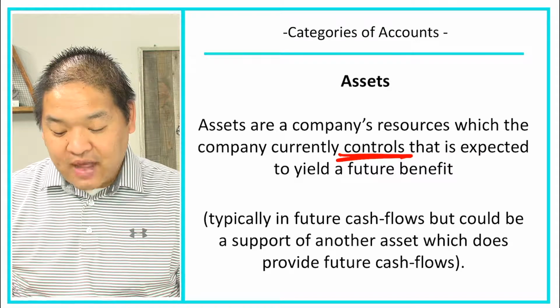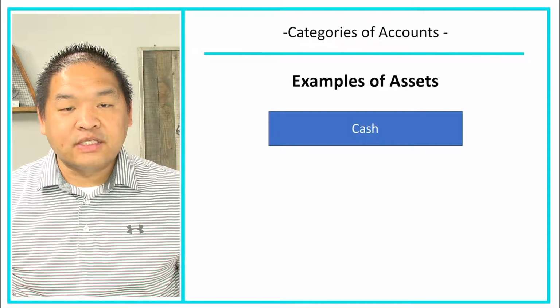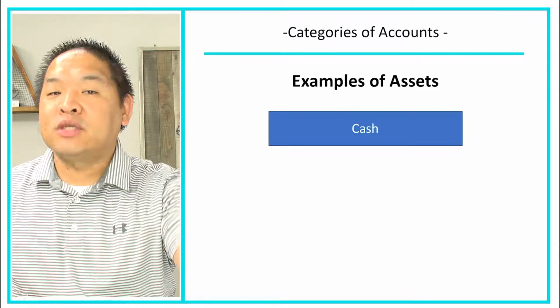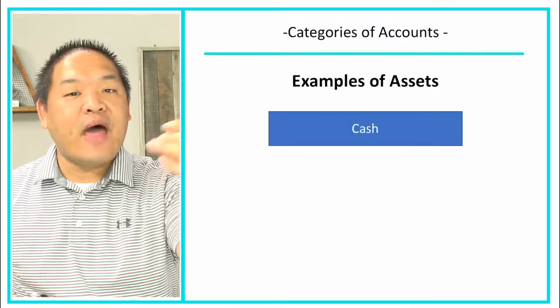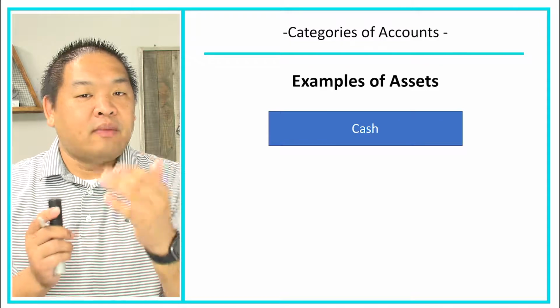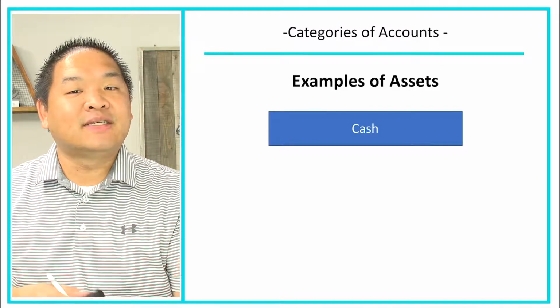So here are some examples. We've got cash. Is cash an asset? Well, does it provide future benefits? Sure, we can take the cash, spend it on a machine. The machine makes us more widgets. That widget we can then sell out to the public and create revenue. So it does provide future benefits. So cash is an asset.